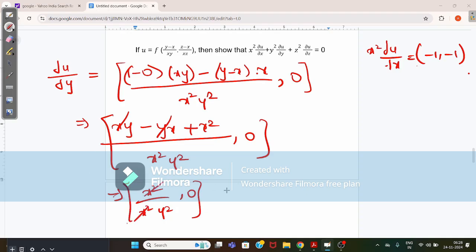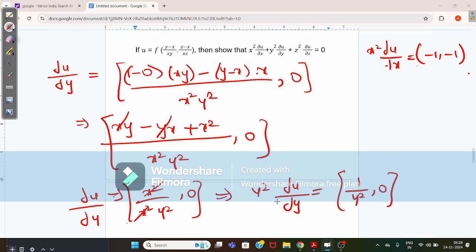Now we have dou u by dou y value. Now we have to find y square into dou u by dou y. This gives the value 1 by y square comma 0. So when you multiply y square, this value gets cancelled out, so this value becomes 1 comma 0. So y square dou u by dou y gives the value here 1 comma 0.